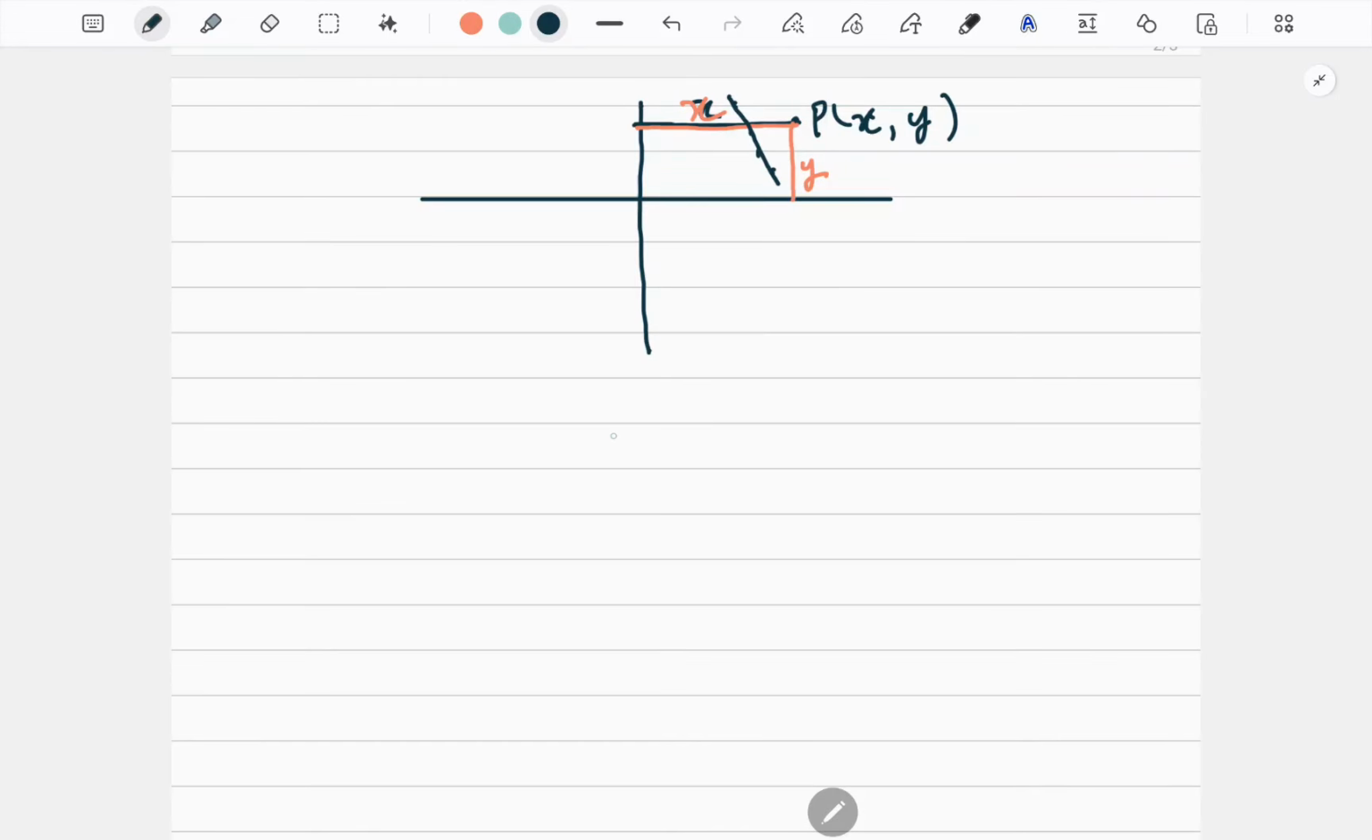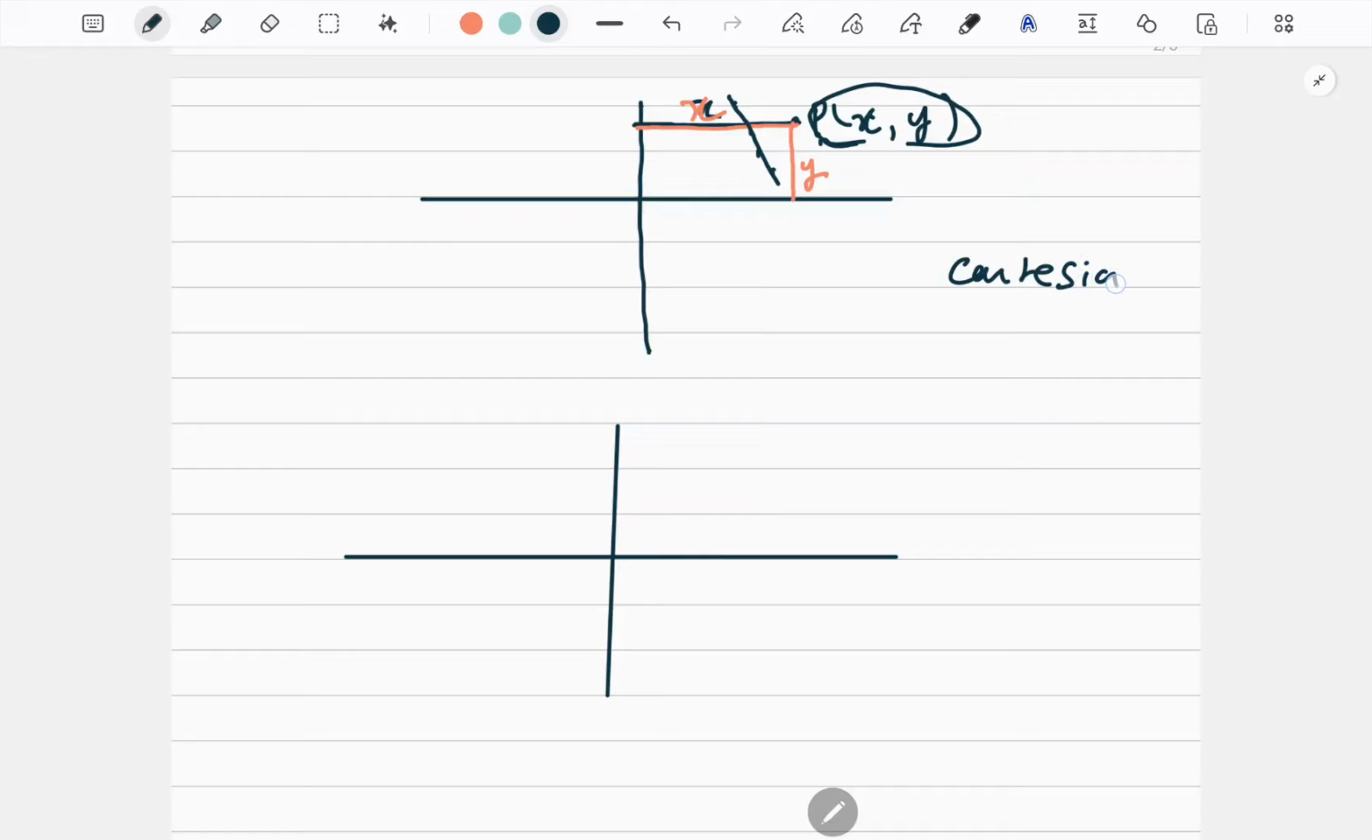Let us understand. Suppose you have the y-axis and the x-axis. I already know that any point is represented like this. This is the Cartesian system. Now we are learning a new system, the polar system. What is this polar system? If P is a point, it is represented by r comma theta rather than x comma y.